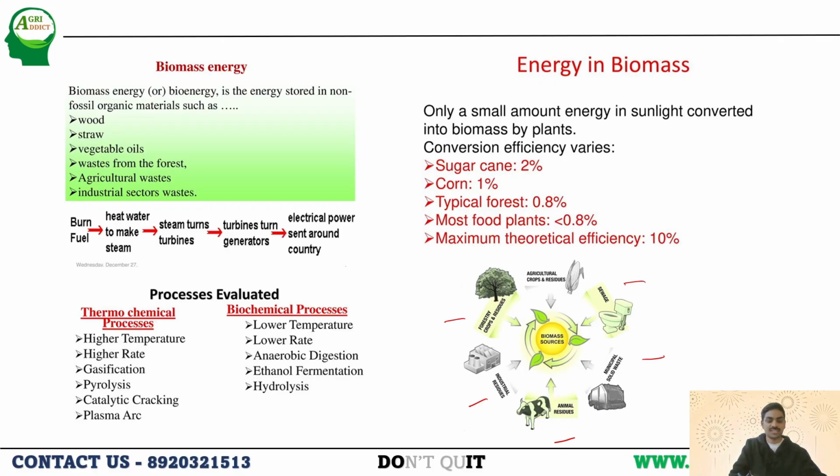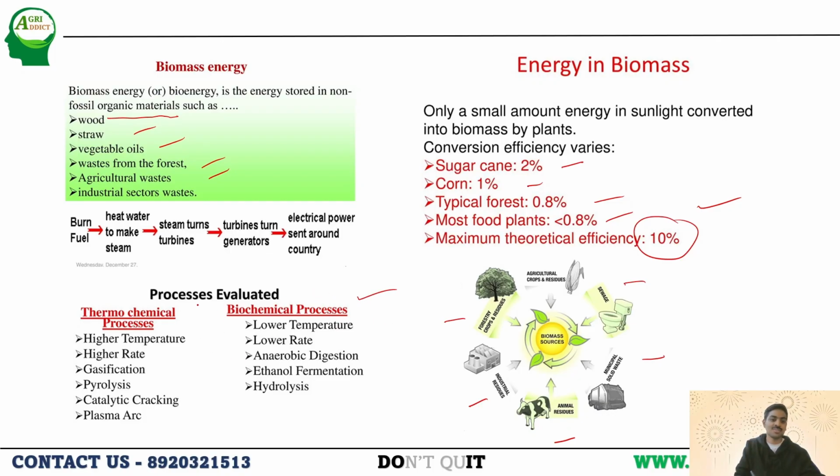Next, biomass, as I told, it is energy stored in the non-fossil organic matter. That simply means energy stored in organic matter. We are using vegetable oil, straw, waste from the forest, and agricultural waste as a source of biomass energy. If you look into its conversion efficiency, for sugarcane, 2% energy is available, for most food plants it's less than 0.8, and for typical forest 0.8. The maximum theoretical efficiency is given, and the overall average is 10%.